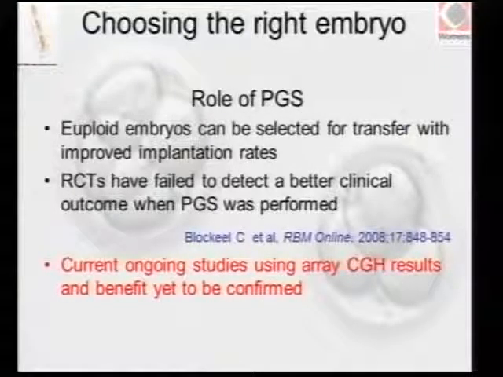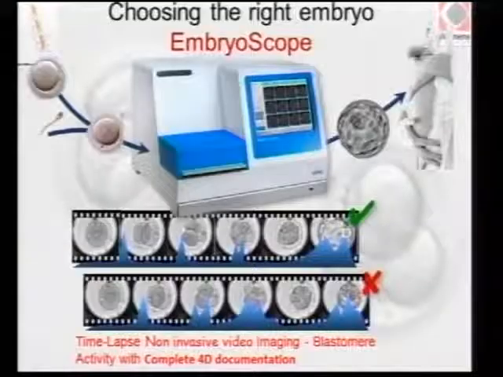However, trials have failed to detect a better clinical outcome when PGS is performed. And current ongoing studies are using array-CGH, where all of the chromosomes are looked at, and the results are yet to be confirmed. As yet, it's not something that you recommend for everybody because it's a pretty expensive procedure. Second, you're interfering with an embryo, taking cells out of it and culturing it, and a lot of times some of the embryos do not survive the procedure as well.